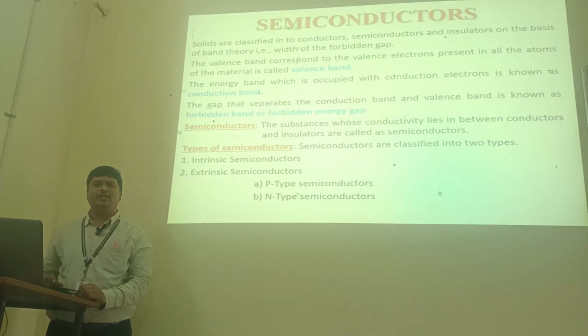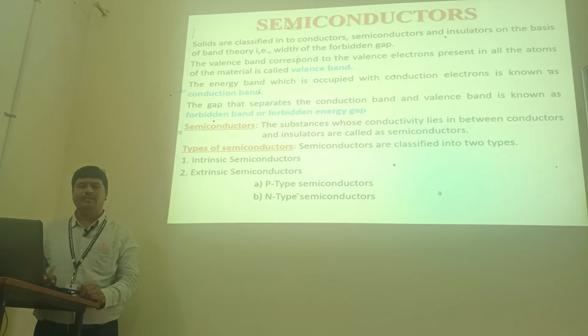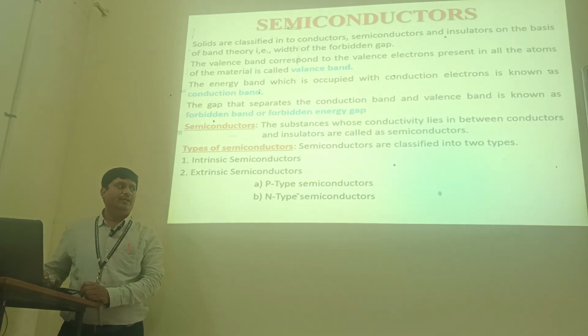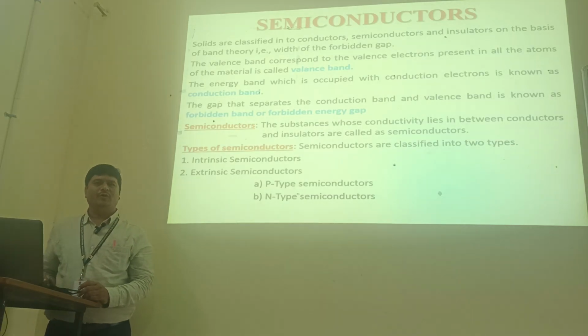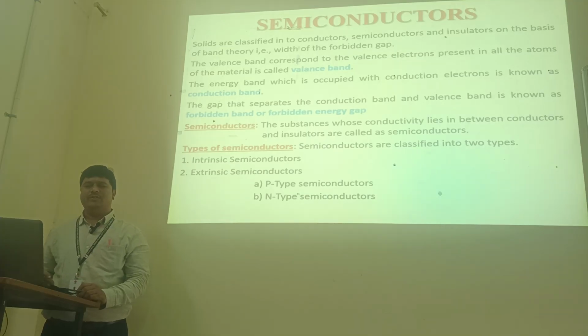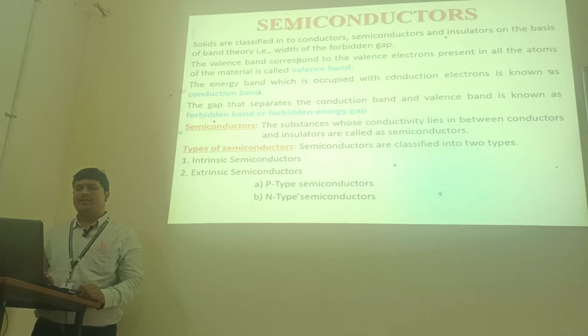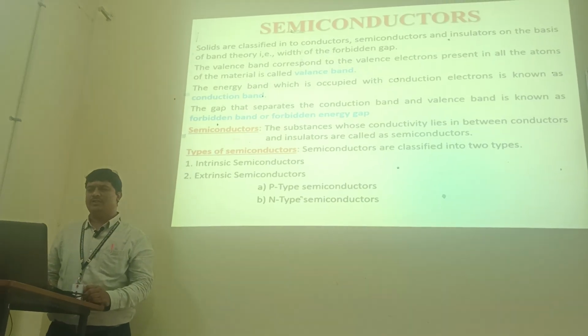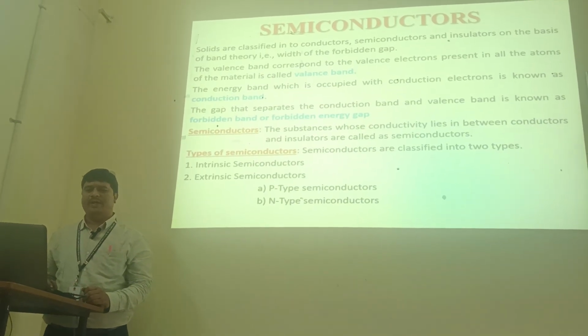Today we are discussing Unit 5, that is semiconductors. A material that allows the flow of current partially or moderately is known as a semiconductor. Solids are classified into conductors, semiconductors, and insulators on the basis of band theory.